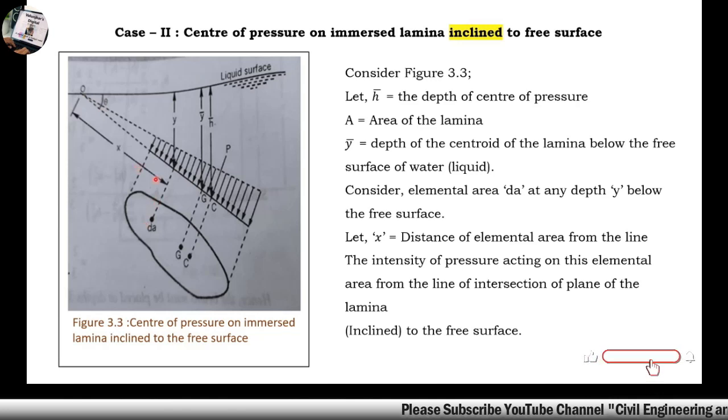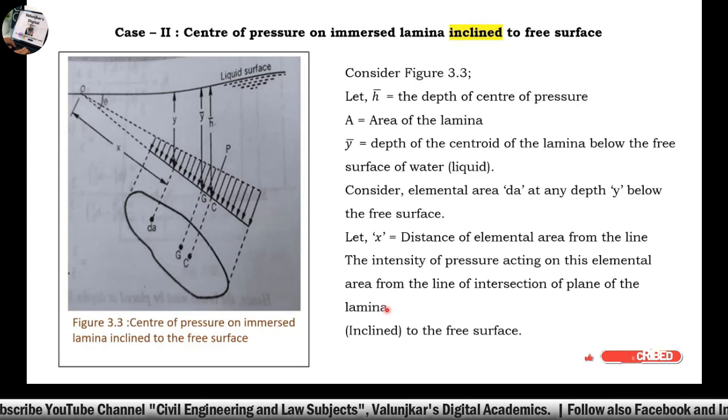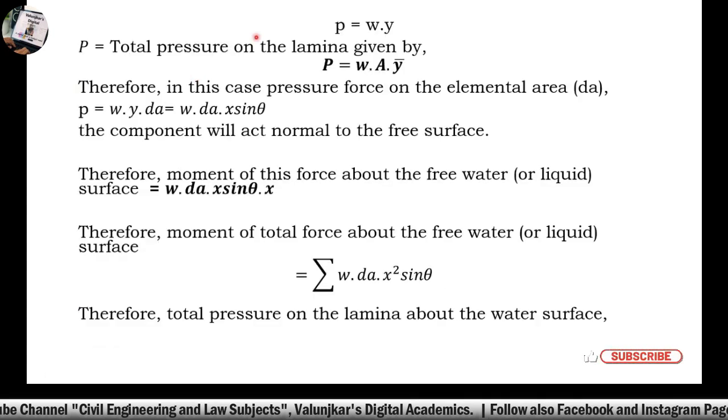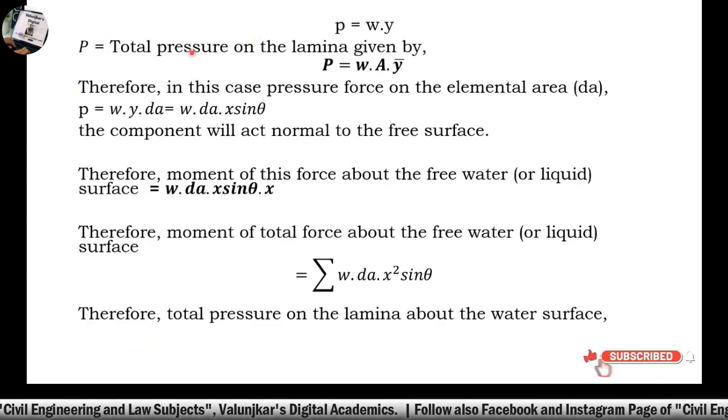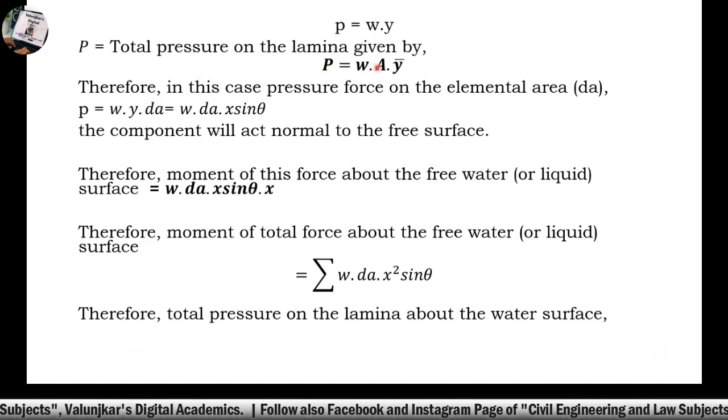Okay, so this is x, the distance of the elemental area from the line of intersection of the plane of the lamina, which is inclined to the free water surface, and the intensity of pressure acts on the elemental area. Now, as usual, P, the total pressure on the lamina, is given by P = W A Y bar.